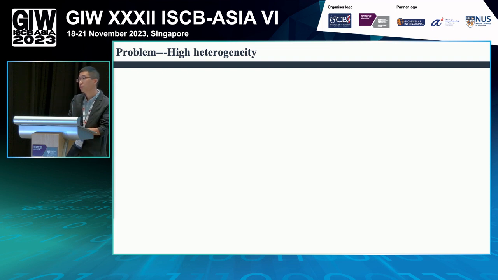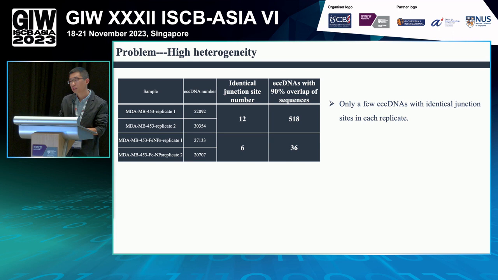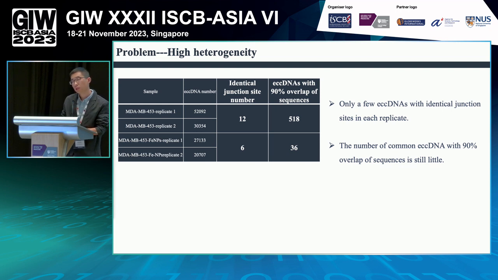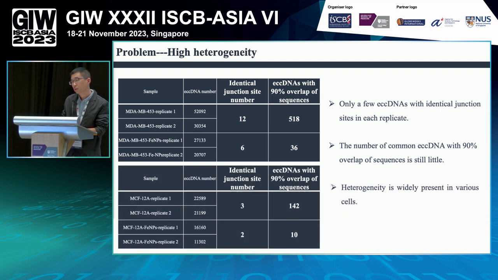However, to my surprise, high heterogeneity was observed in our studies. We found only a few eccDNA with the identical junction site in each replicate. Also, the number of common eccDNA with 19% overlap of sequence is increased, but is still very little compared to the total number of identified eccDNA. So we repeated some.